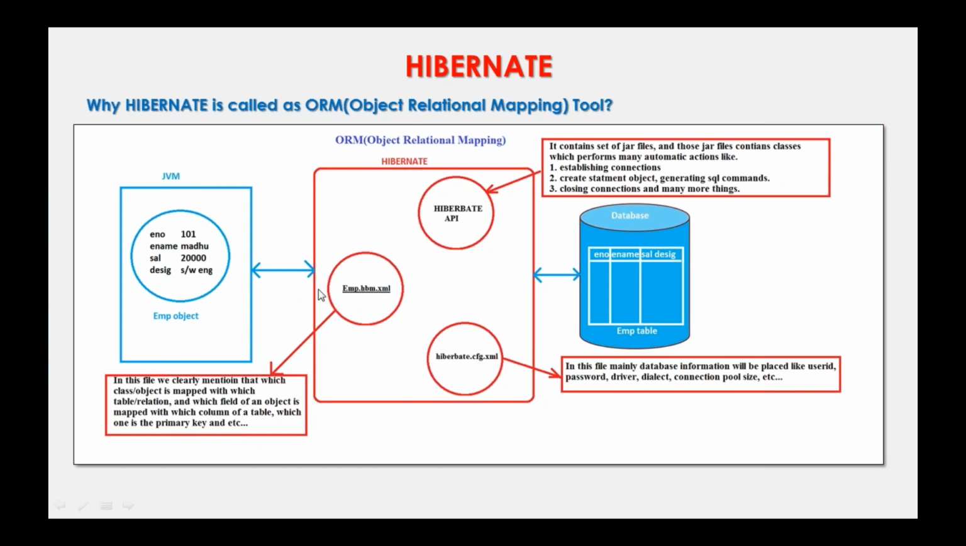Here is the configuration file. Come to the hbm.xml file. In this file, we'll clearly mention which class or object is mapped with which table, and which field of an object is mapped with which column of a table, and which one is the primary key. Such type of information I'll provide in the mapping file. This is the Hibernate concept. That's it. If you understand this concept, directly we can go to the example. There you can find, oh, this easy is Hibernate. You can think like that. Okay. So can I develop our first application?